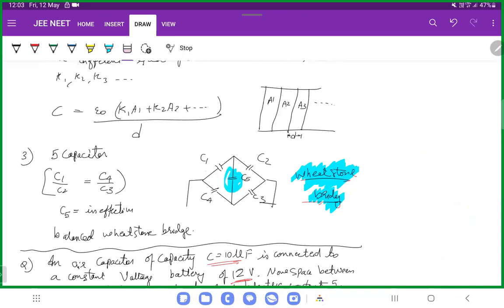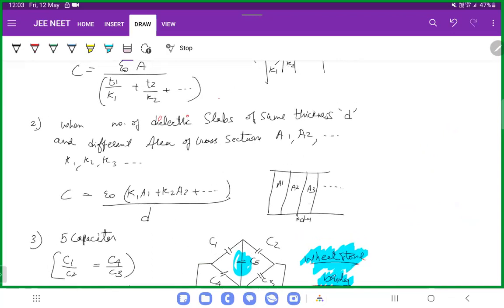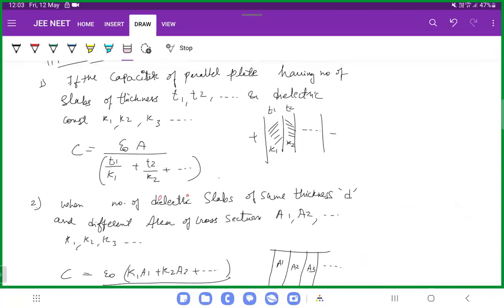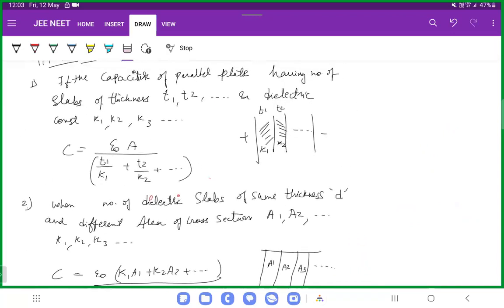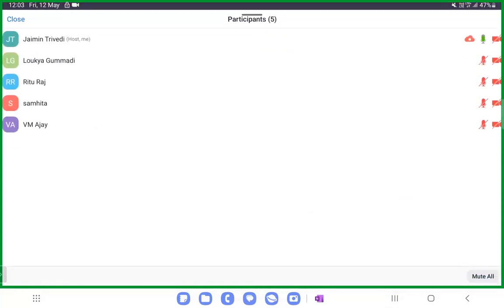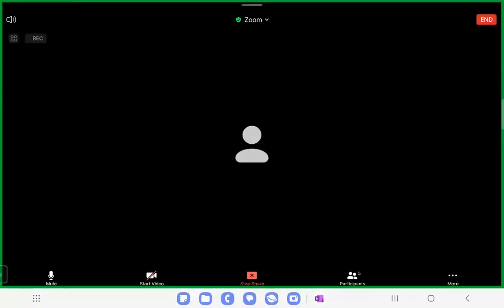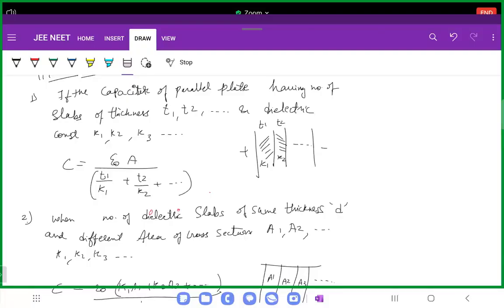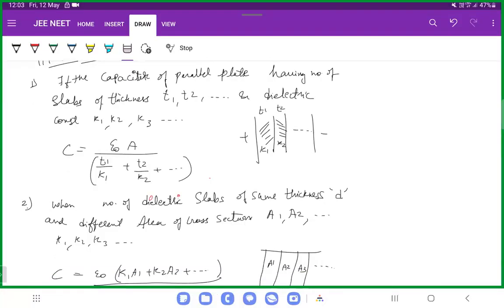Are you guys understanding? Yes or no? Okay, make a note of this formula.